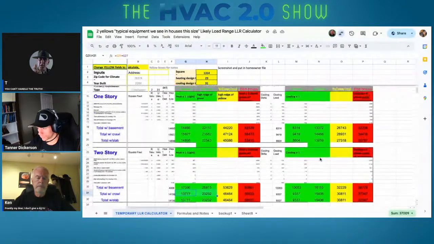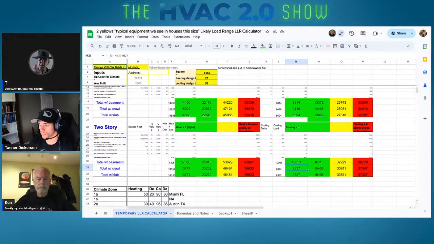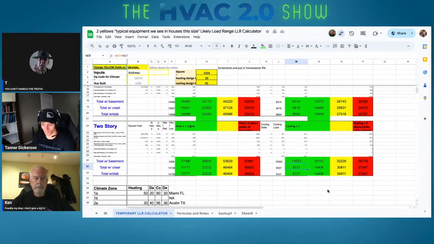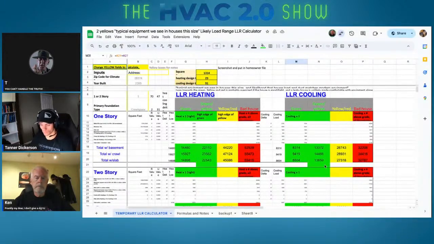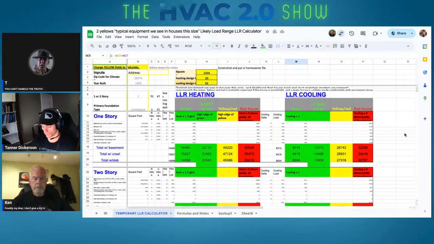And then same for the cooling. So if you're going to go 2 stage, it'd be good if you were able to cover the bottom side of the likely load range, or you start to risk short cycling during milder days. Yep. And I'm hoping that this is a more helpful version of likely load range.